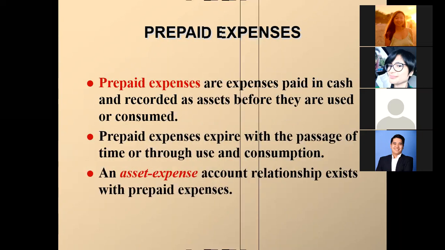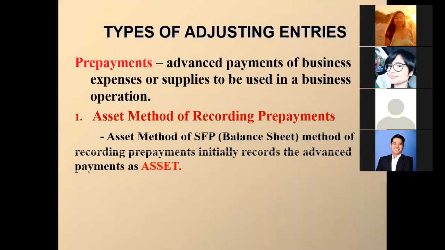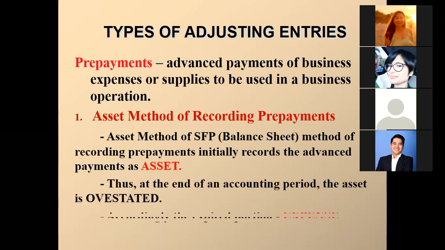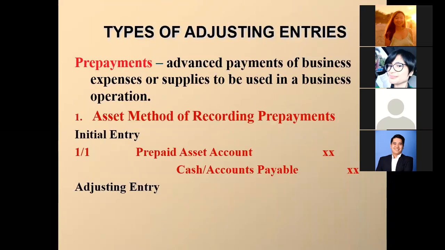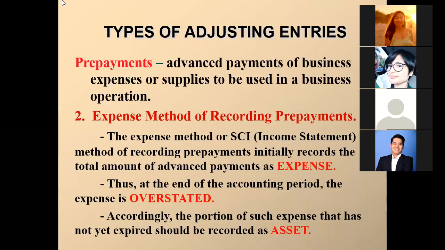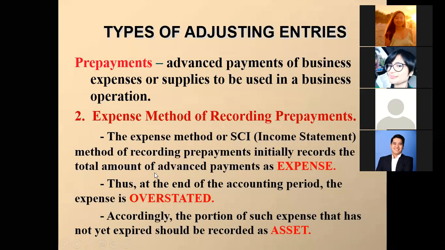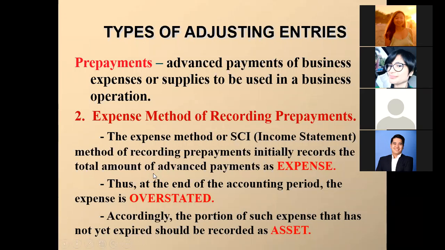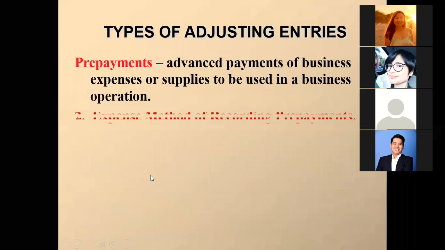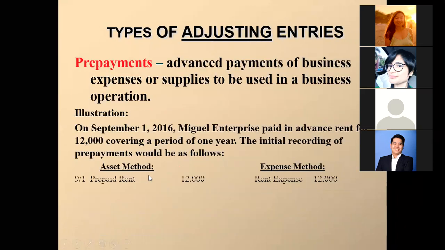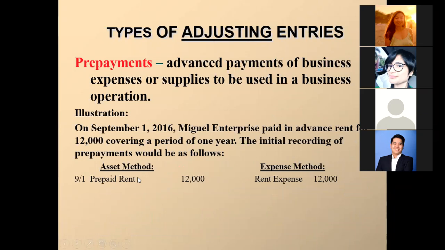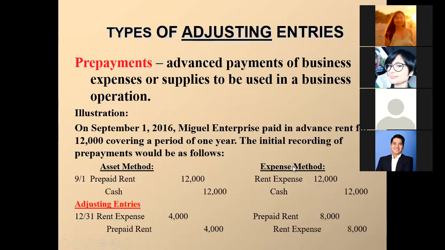Kasi meron ditong dalawang account. Ito yung sinasabi ko, asset method. I think ito ay uploaded na sa Canvas nyo, so you can read this naman. So, asset method and you have expense method. I will focus more on the asset method, which is the easiest in the two methods, and I will focus more on the example. So please disregard this expense method.